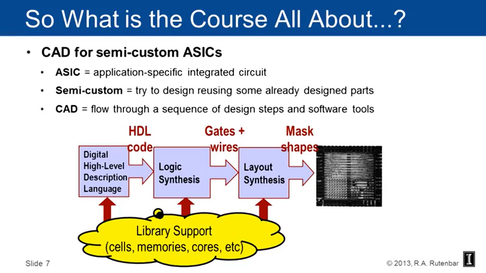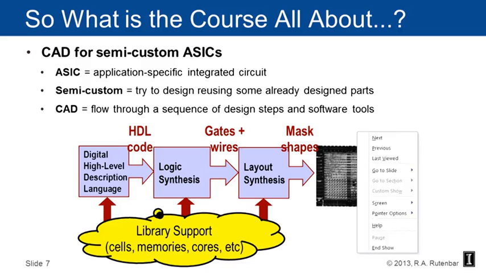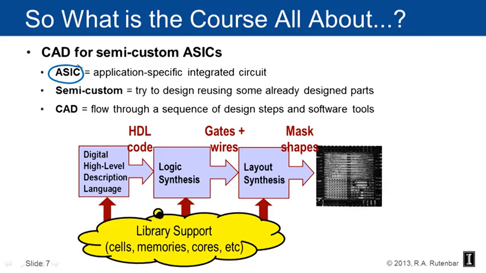So back to the top here, what's the class all about? It's computer-aided design for semi-custom ASICs. So ASIC is an important word for us. It's an application-specific integrated circuit. It's a circuit designed to do a single function. And semi-custom means that we're going to try to design this using some already designed parts. We'll talk about that on the next slide. And the CAD, the computer-aided design, is the flow through a sequence of design steps and software tools.